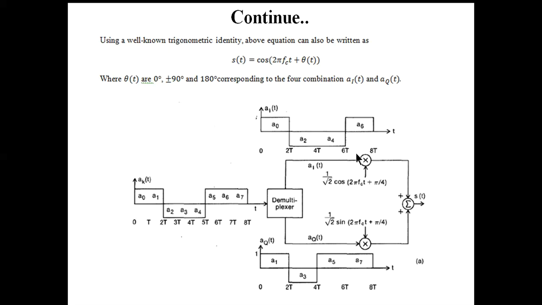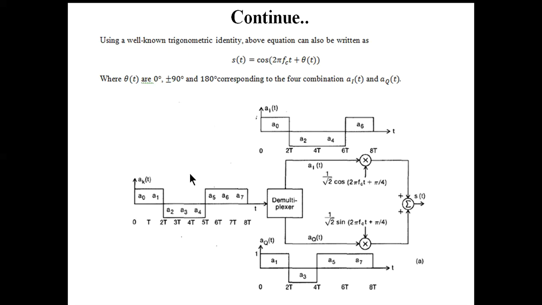Here you can see a QPSK transmitter. This is the input bit stream, where the input bits are a0, a1, a2, a3, a4, a5, a6, a7. A total of 8 bits are there, and the bit duration is T seconds. That means a0 lasts from 0 to T seconds, and a1 is from T to 2T seconds. You can see that a0, a1 and a5, a6 are plus 1, and a2, a3, a4 are minus 1, which means they are 0. So these are the input streams.